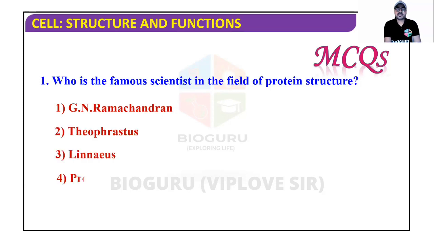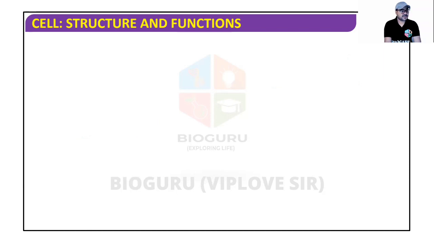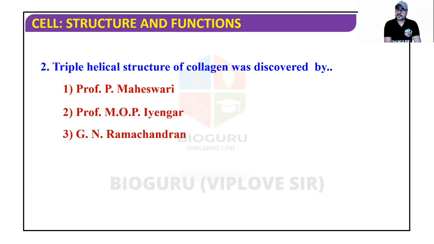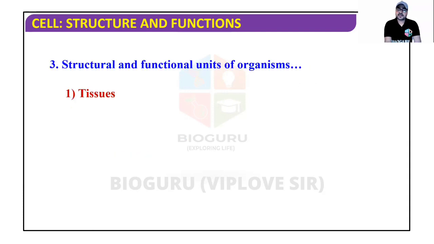Okay, so now who is the famous scientist in the field of protein structure? It is G.N. Ramachandran. That's good. Triple helical structure of collagen was discovered by Professor P. Maheshwari, Professor M.O.P. Iyengar, and G.N. Ramachandran and Carl Linnaeus. Yes, it is G.N. Ramachandran. And the structural and functional unit of organisms is, yes, you are absolutely right, it is cells.